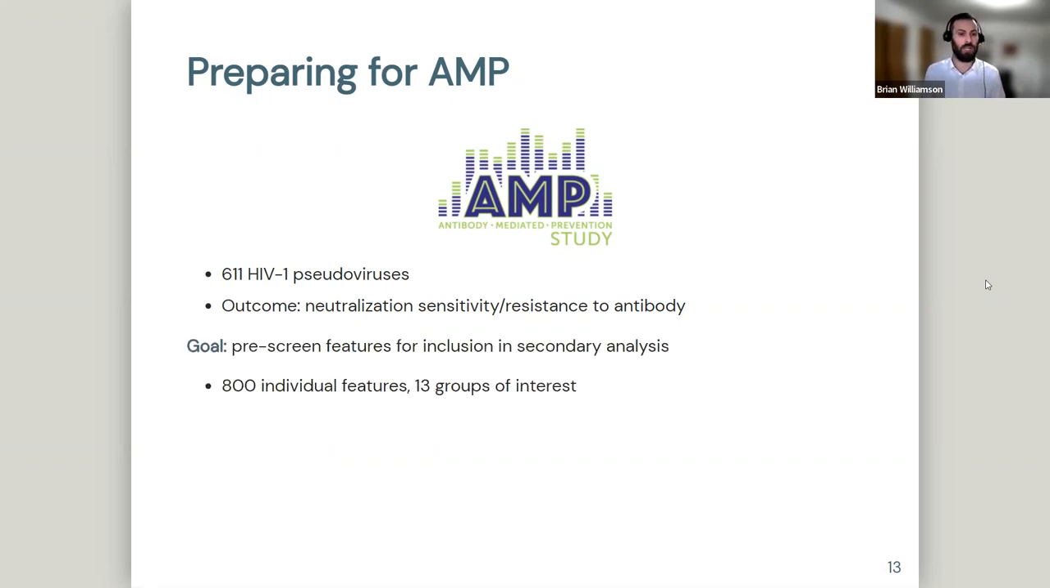And so again, like I mentioned, one of our goals is to pre-screen these variables for inclusion. And so we have 800 variables. These correspond to both individual amino acid features and some other variables, and also 13 groups that we predefined based on the scientific background.